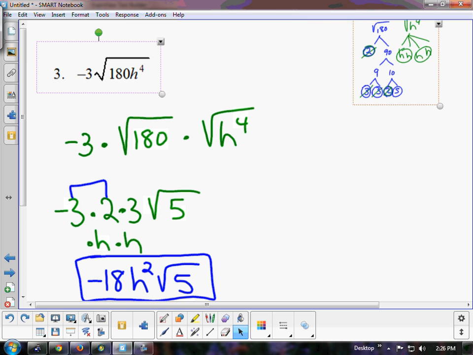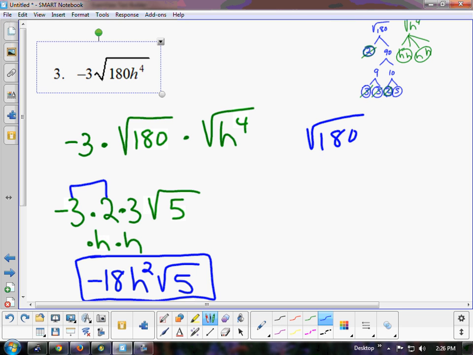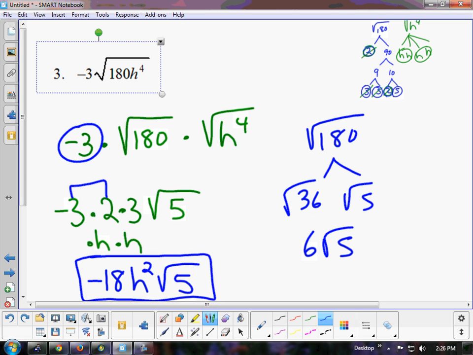So say you did 180 the chart way. I don't want to start with 4, because then I have to keep going, so let me go with 36. I know 36 goes into it. Radical 36 times radical 5. This turns into 6 radical 5. But I have to combine that 6 and this 3 to get this answer here. And then of course I have to deal with the h to the 4th.